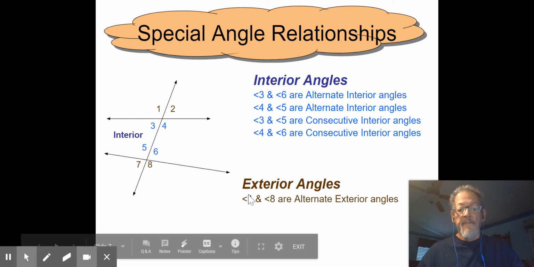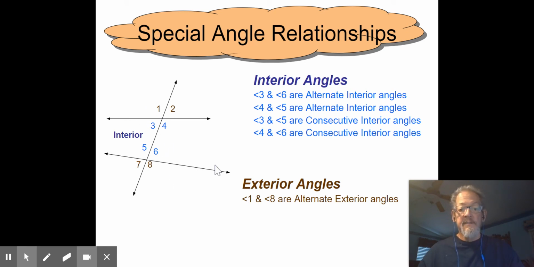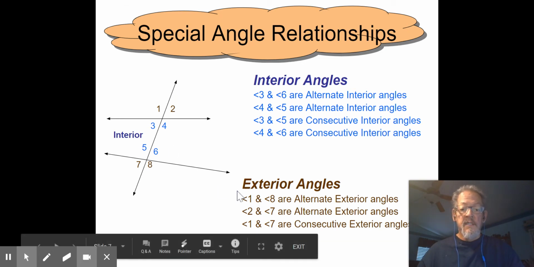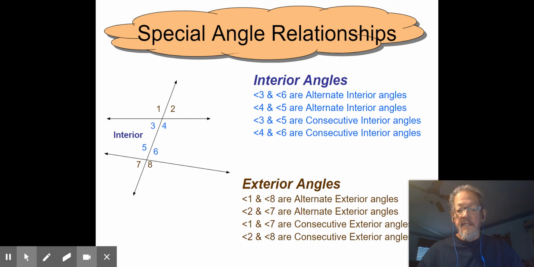Exterior: 1 and 8 are alternate exterior because they're on opposite sides. 2 and 7 as well. 1 and 7 are consecutive exterior angles, or same side exterior, because they're on the same side of the transversal. So the same would be true of 2 and 8. They're consecutive exterior angles.